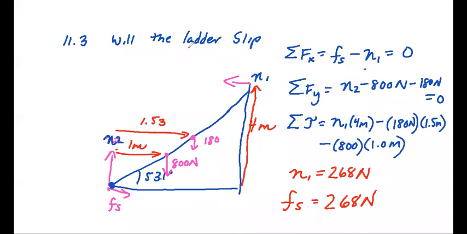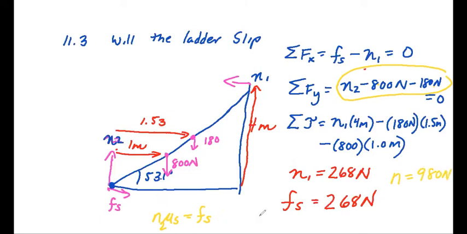So we have our force of static friction is that, and by definition, N mu S equals F of S. So we're going to have mu S equals F of S over N. And we know that N, from the other equation, we can solve here. N2 is equal to this plus that. N2 is going to be equal to 980 newtons.